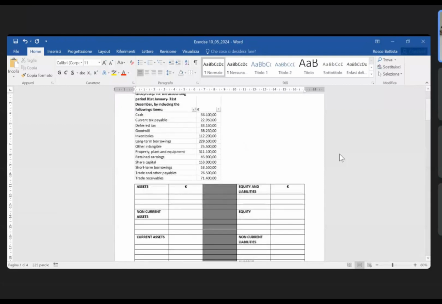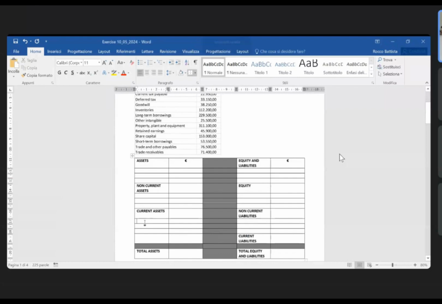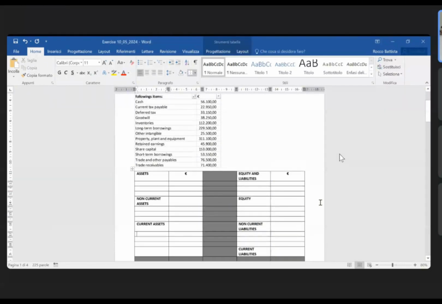So you start with the first one, that is cash. You need to put cash in the table. Let's write. You know now that cash is a current asset, and you know the reason why it's a current asset. Cash, and the number you find.